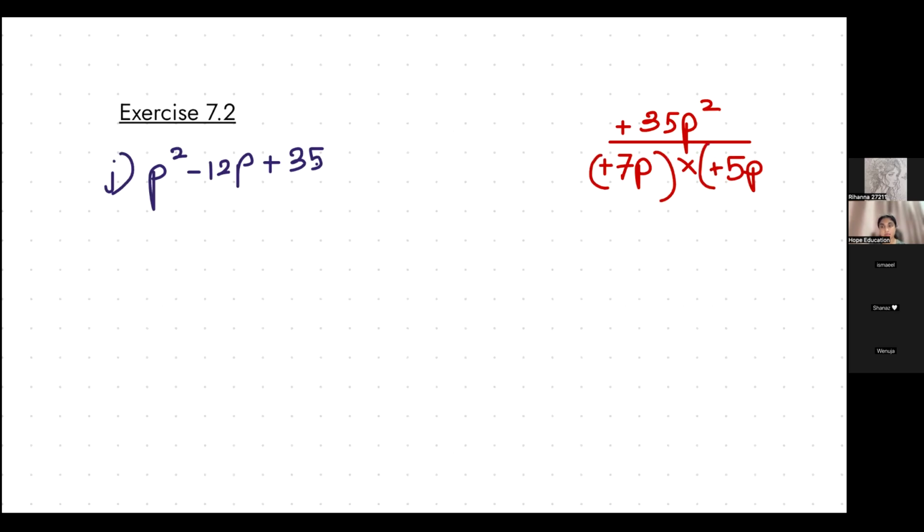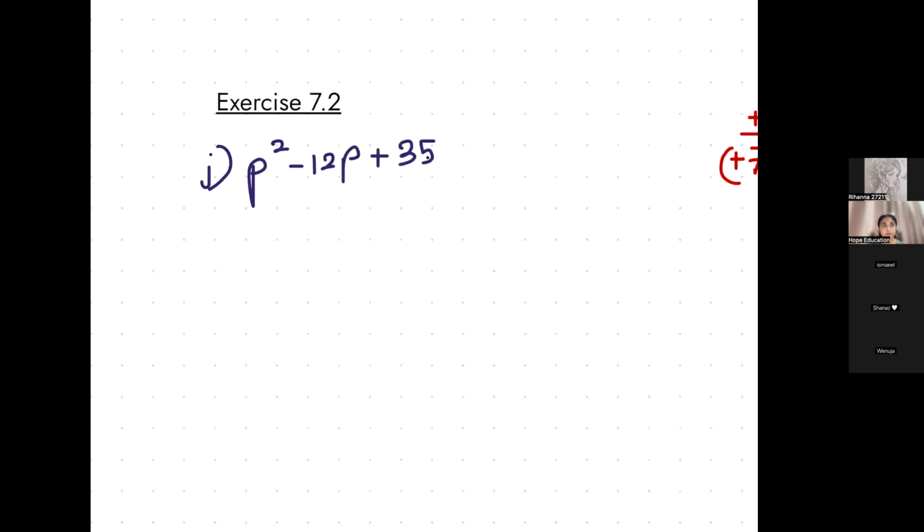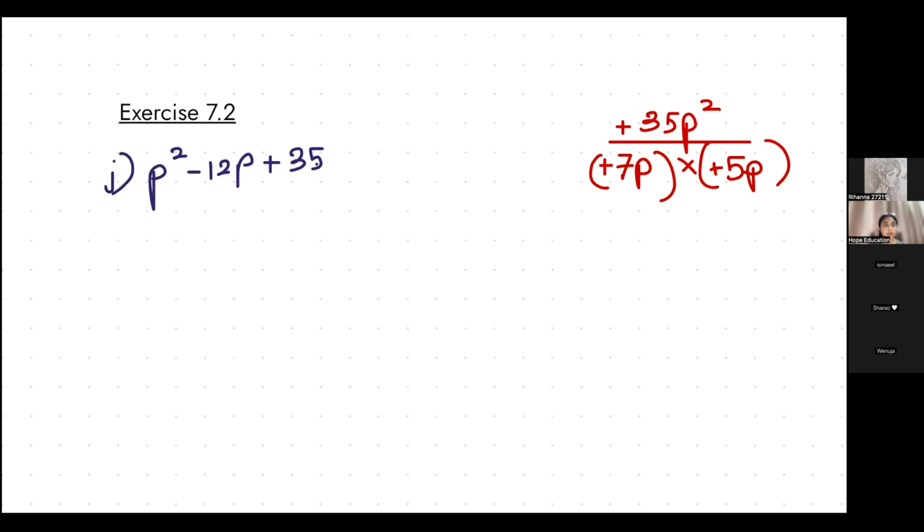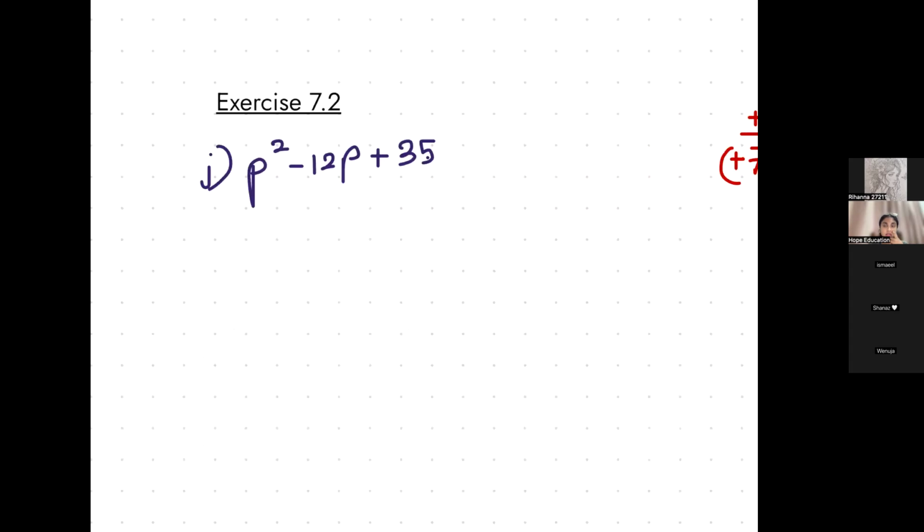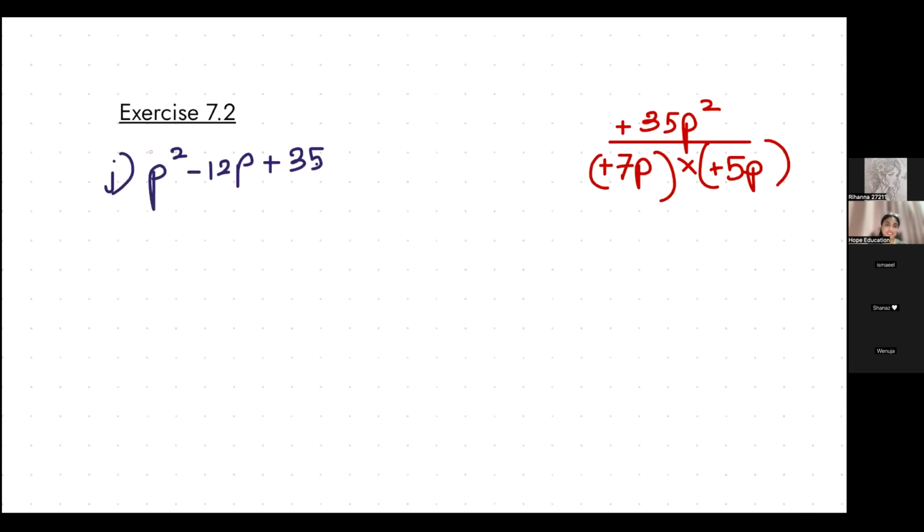Excuse me, miss. Yes, Ismail. You are seeing the J in 7.1. Yes, J, P squared minus 12P plus 35 is from 7.1. Homework is from 7.2. Right, okay. Now I got it.